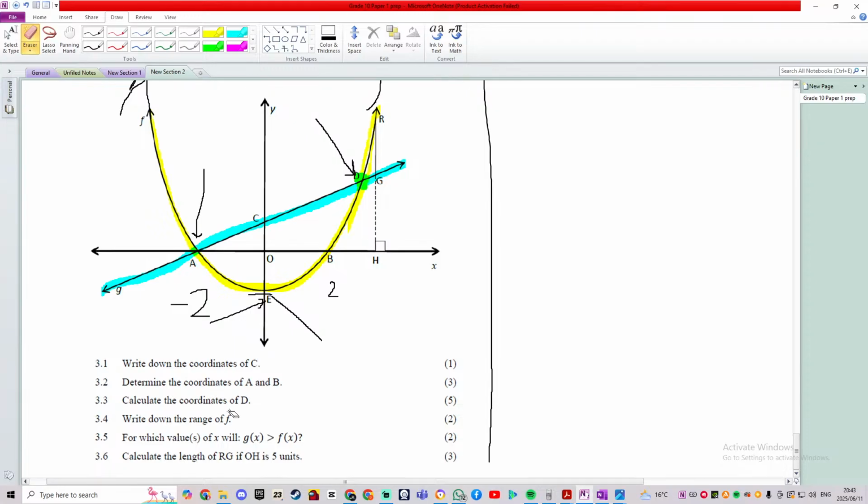This is an interesting question. I know most of you are not going to get this one. For which values of x will g of x be bigger than f of x? What is this saying? It's saying, where will the graph g of x be bigger than f of x? Where is the g of x graph above the f of x graph? In other words, where is the blue graph above the yellow graph? If I look here, what can I use?